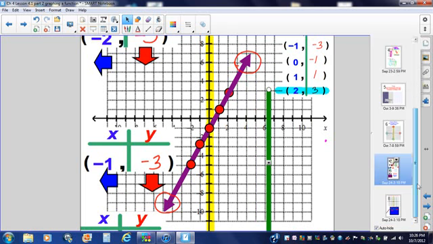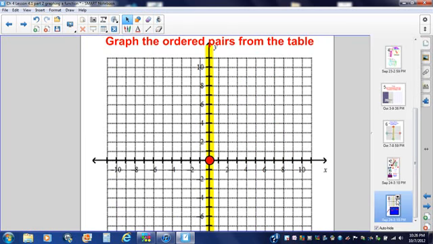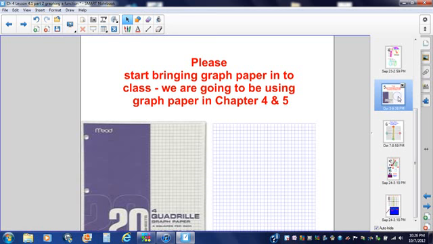Alrighty, graphing is easy. You can do it. As easy as the Bears win yesterday, 41-3.